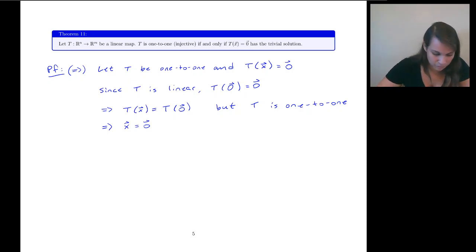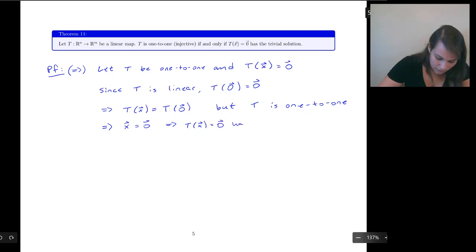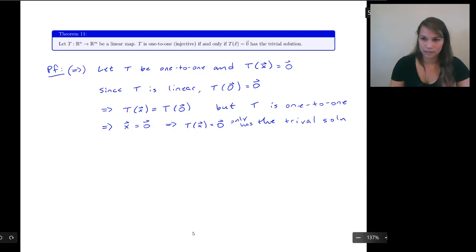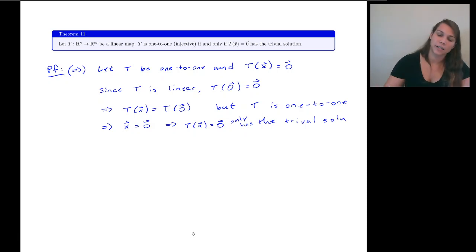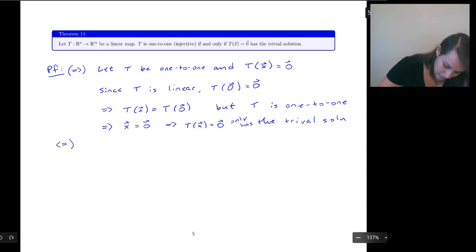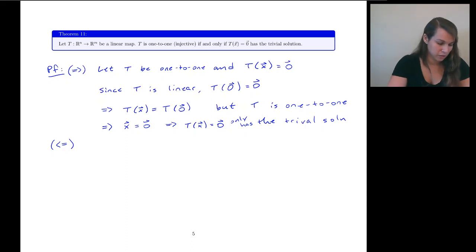And then just to be very explicit, this guy has the trivial solution. Oh, only has. Okay, so that was one direction. Now we have to go the other direction. So coming back. Now we're going to assume that it has the trivial solution.